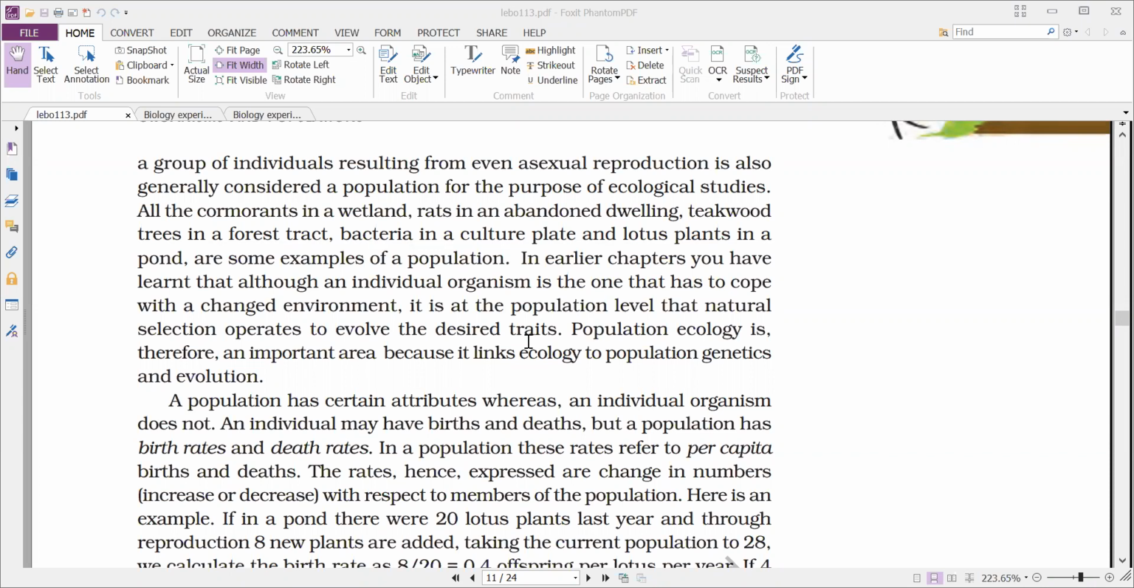So natural selection operates on which organism is best suited for that environment. That one only will develop the desired traits or desired character. Here, trait means character.